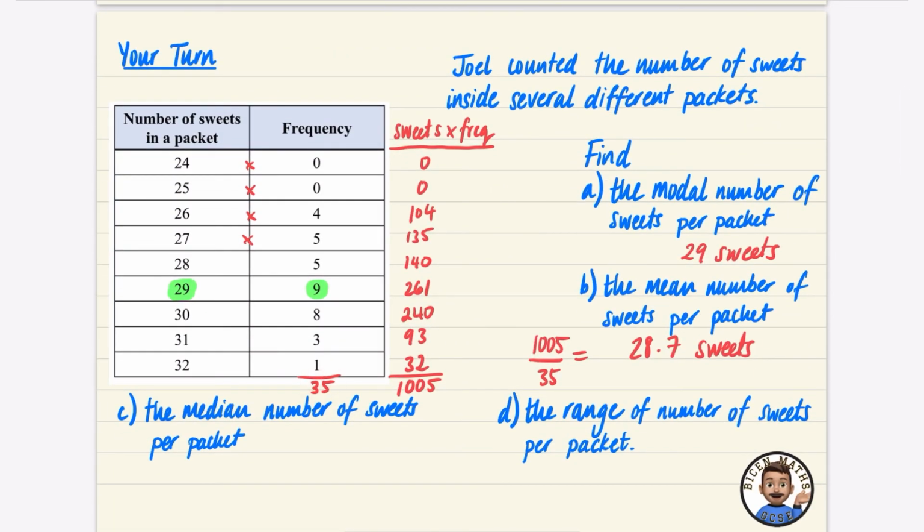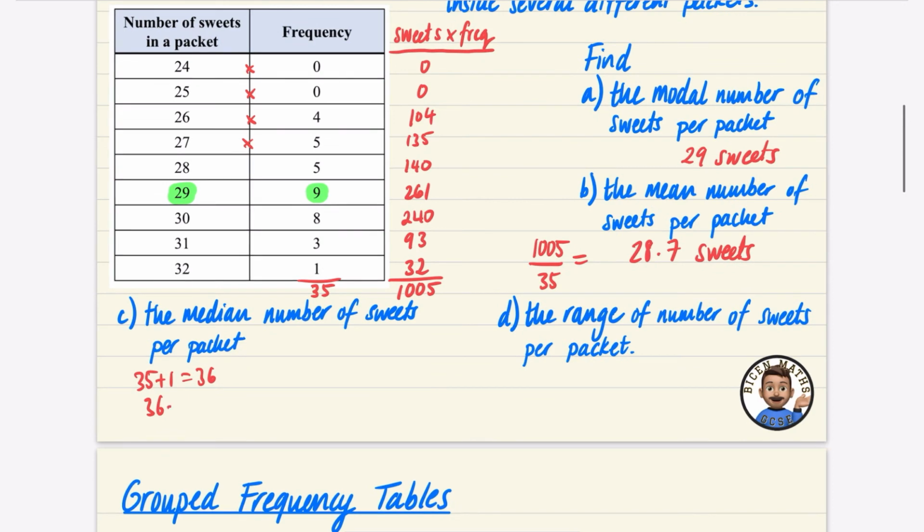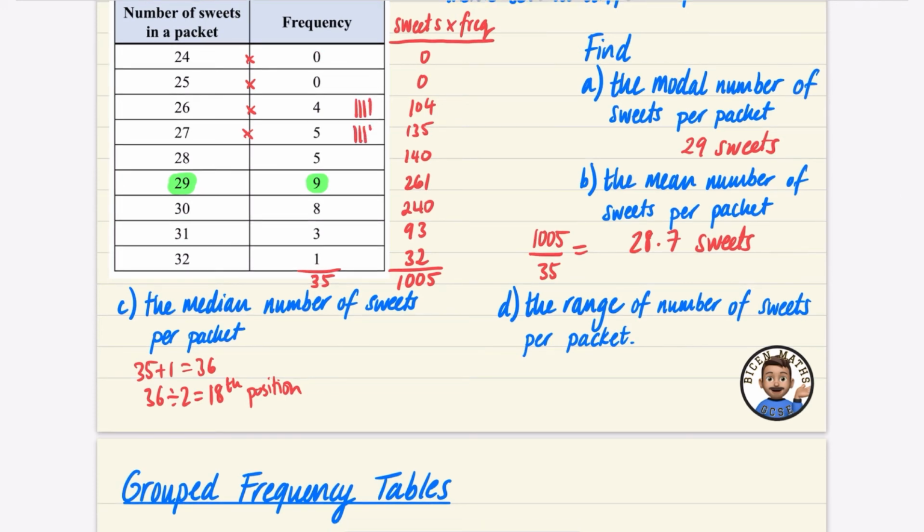So here there are 35 things. So I'm going to do 35 plus 1, which is 36, and then I'm going to do a half of 36. 36 divided by 2 is 18, so I'm looking for the 18th position, or the number in the 18th position. Well, these zeros don't get included, so I've got 4, then I've got 5, 6, 7, 8, 9, 10, 11, 12, 13, 14, 15, 16, 17, 18. Oh, so the 18th one landed in this group that we've got here. So the median is 29 sweets.